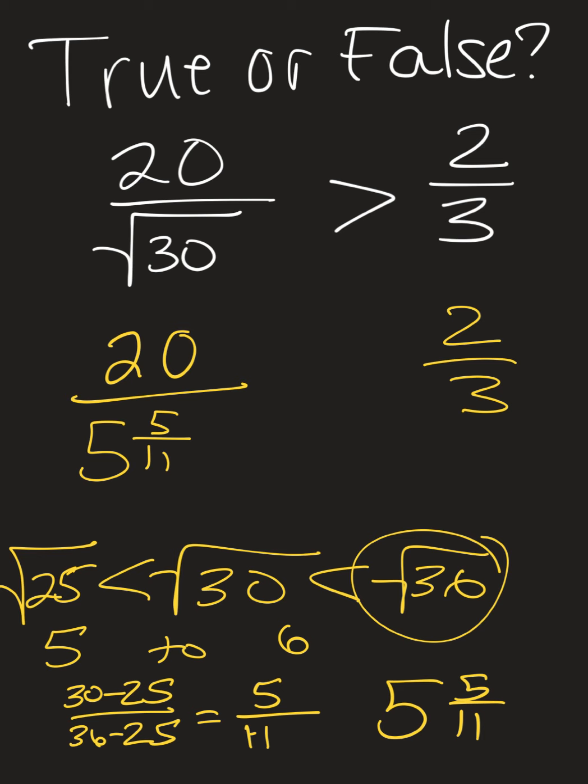Now 20 divided by 5.5-ish, which this is, okay, because 5 over 10 would be exactly 1/2. So 5 over 11 is pretty close to 5.5. 20 divided by 5.5 is not going to give me exactly the same thing as this 2/3 here, right? What do we get when I do that? Pause the video and calculate 5 and 5/11, and 20 divided by 5 and 5/11.